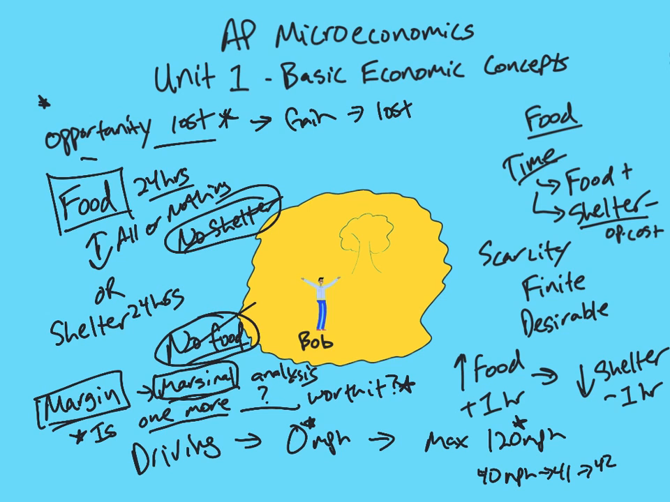Because at some point, one more mile an hour isn't worth it anymore. One more isn't worth it anymore. And so you stop there. So whatever you stop at, you've decided that that is the last one that's worth it. And that's your marginal analysis. That's how you already know how to do the economic way of thinking.